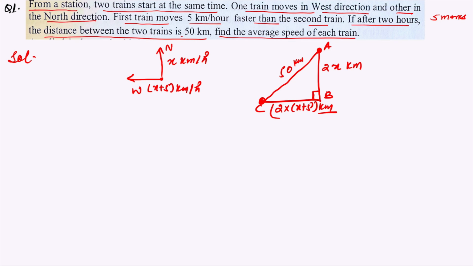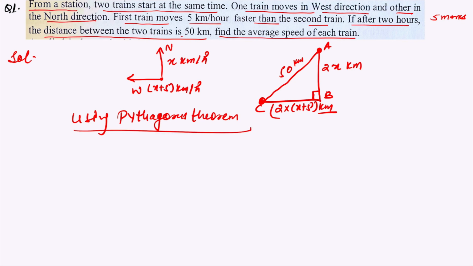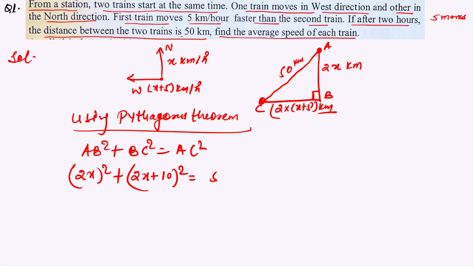So here we can use the Pythagoras theorem to find the average speed of each train, basically to find the value of x. Using the Pythagoras theorem, we can say that AB square plus BC square equals AC square. AB is 2x, whole square, plus BC is 2 times x plus 5, that is 2x plus 10, whole square, which equals 50 square. From here we will get 4x square plus 4x square plus 100 plus 40x equals 2500.